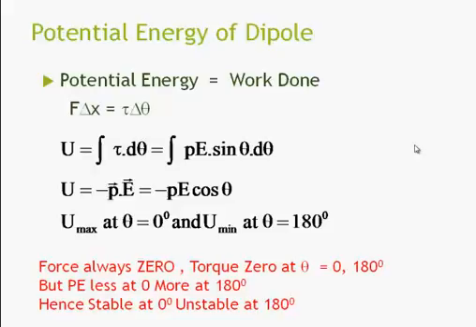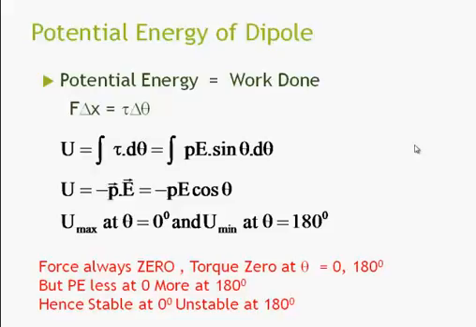Now when we talk of a uniform field, the force is always 0. The torque is 0 at 0 and 180 degrees. Actually we are trying to find the equilibrium position, though for equilibrium there should be no force and no torque. So whenever you place a dipole in a uniform electric field, the force is always bound to be 0. We go to the second condition, where the torque should be 0. The torque is 0 at theta equal to 0 and 180.